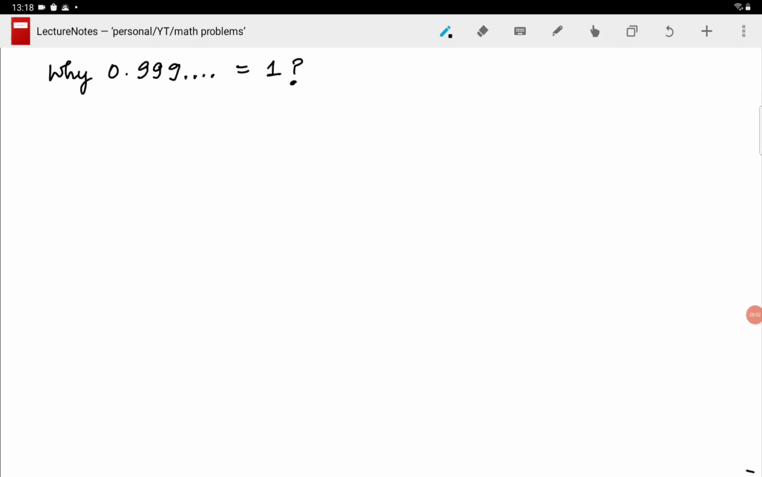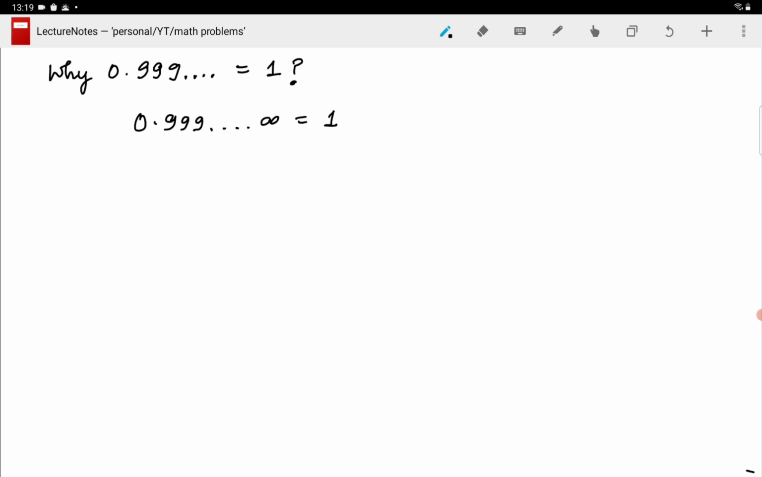Today I want to discuss one of the most controversial statements in mathematics, that 0.999 extended to infinity equals 1. Many people don't believe this. In fact, when I first encountered it, it felt wrong to me as well. After all, surely 0.999 extended to infinity must be just a little bit smaller than 1.